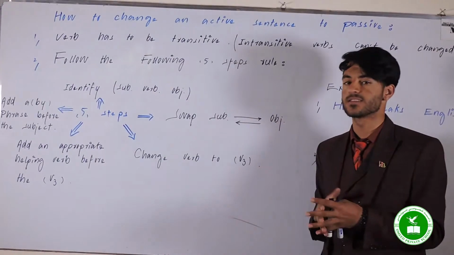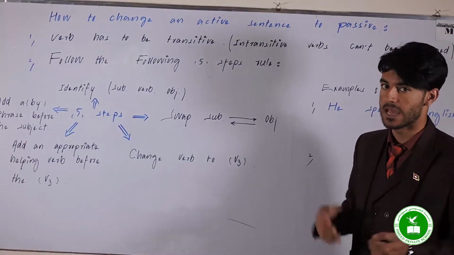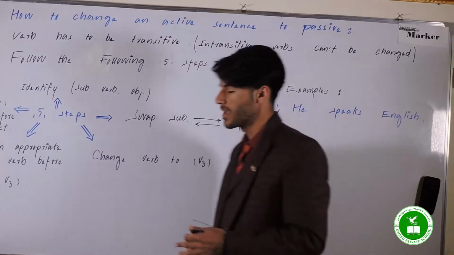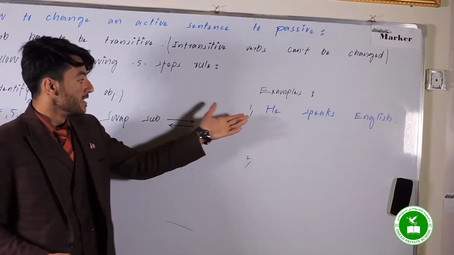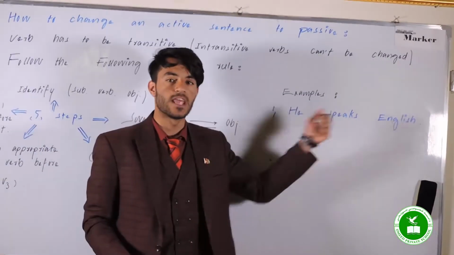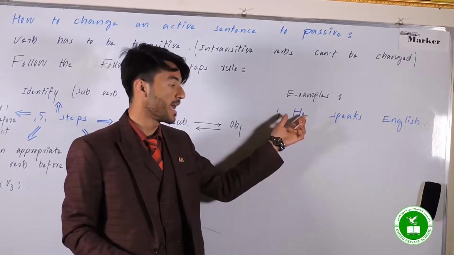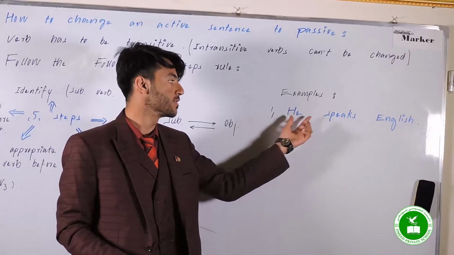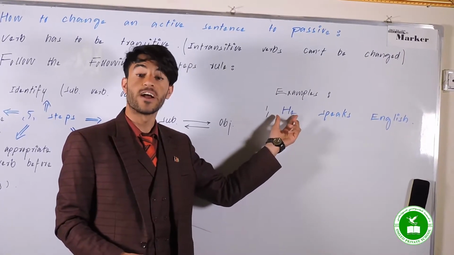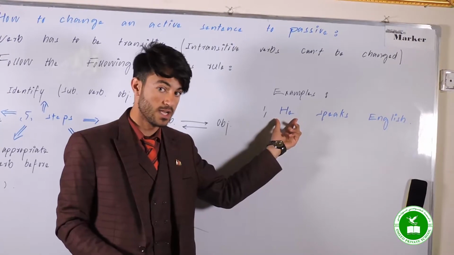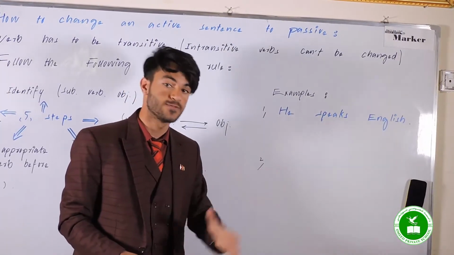Let's just write some examples and then we'll change those examples to passive voice. Okay, the first example, he speaks English. This is an active sentence. Why? Because the doer of the action functions as a subject here, right? This is why we call it active sentence.